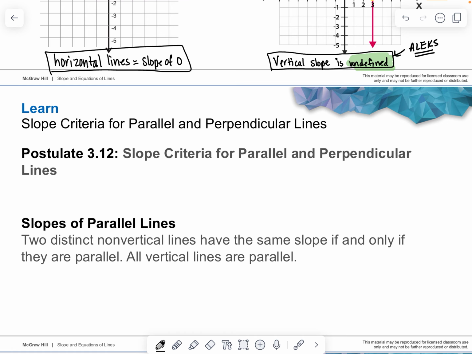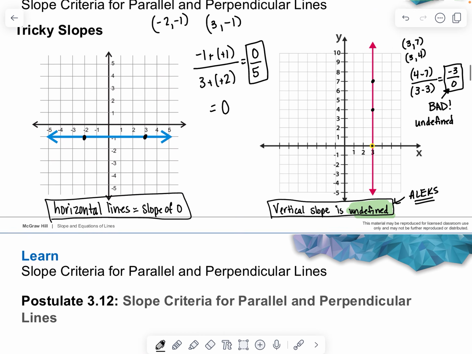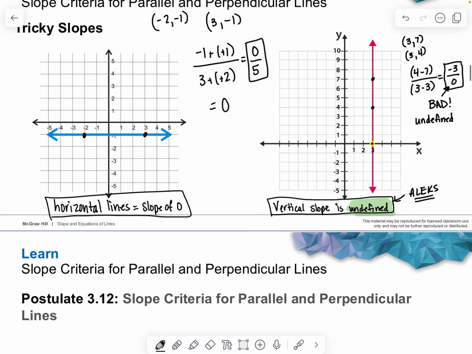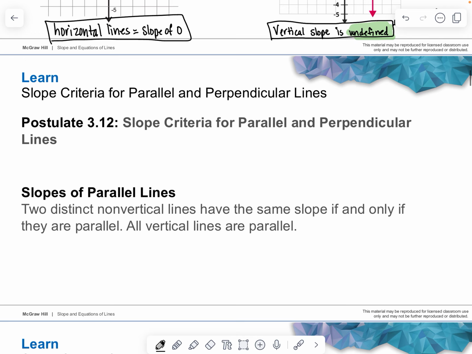Slopes of parallel lines. 2 distinct non-vertical lines. So we're not talking about these tricky ones, but as long as they aren't vertical lines, they will have the same slope if and only if they're parallel. And all vertical lines are parallel. Okay, so any line that isn't vertical and has the same slope is parallel.